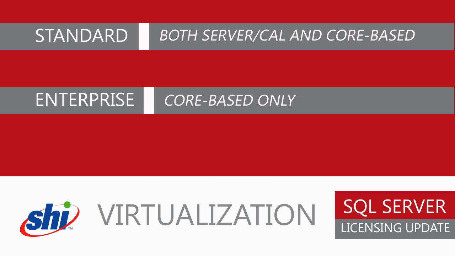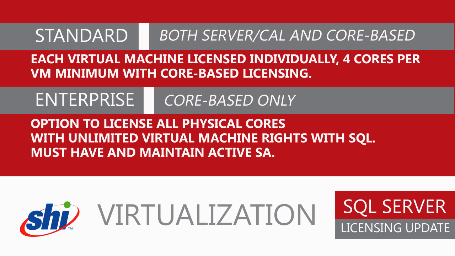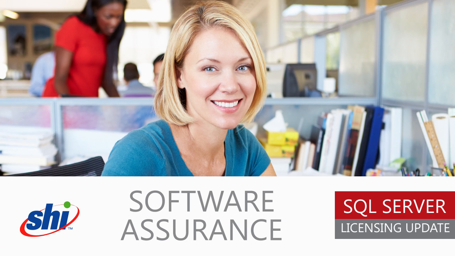Virtualization. With Server CAL and Standard Core, you license each VM individually, 4 cores per virtual machine minimum if using core-based licensing. With Enterprise, you have the option to license all physical cores to get unlimited virtual machine rights with SQL. However, in order to exercise this option, you must have and maintain active SA.